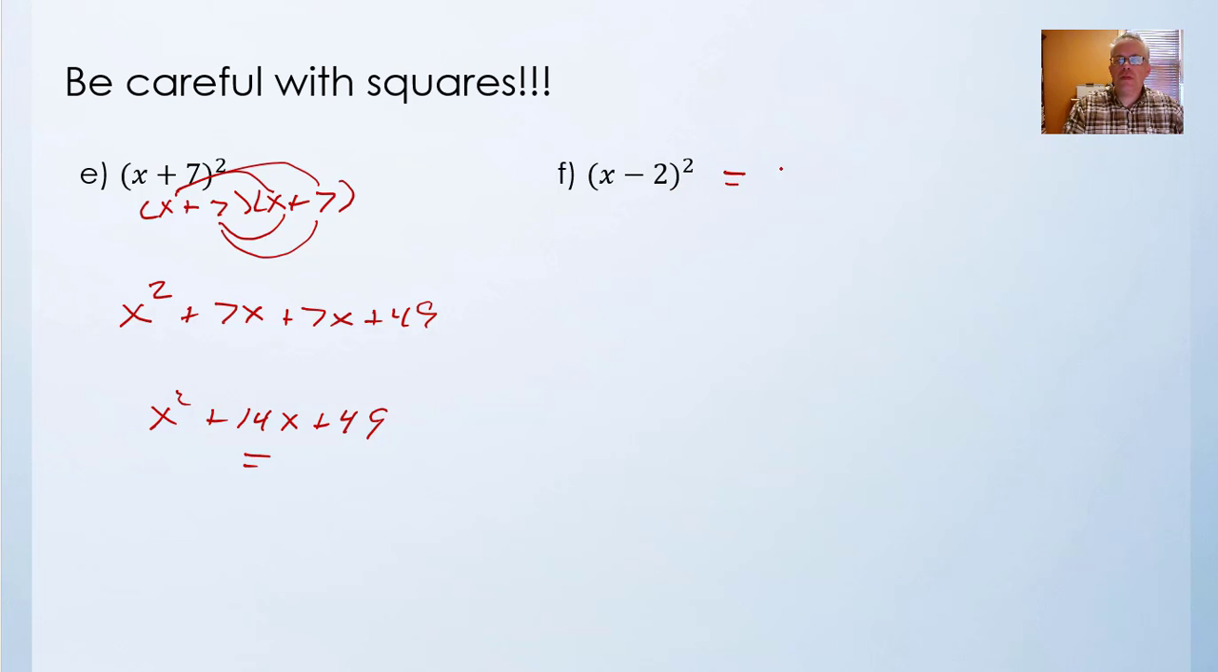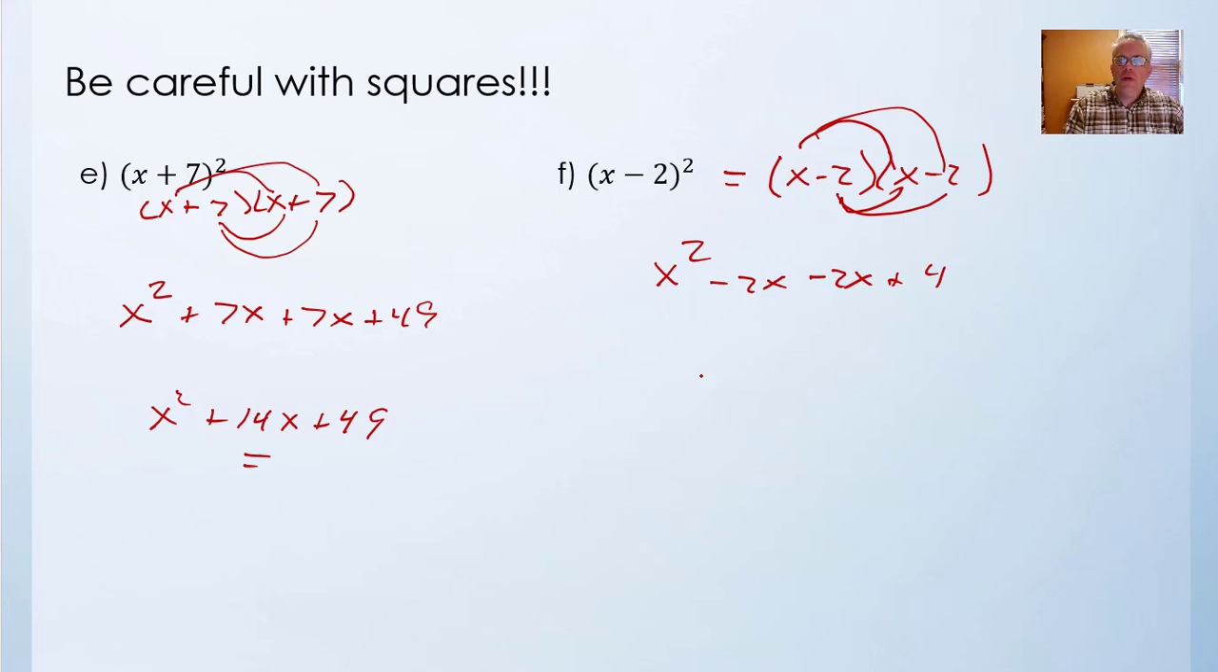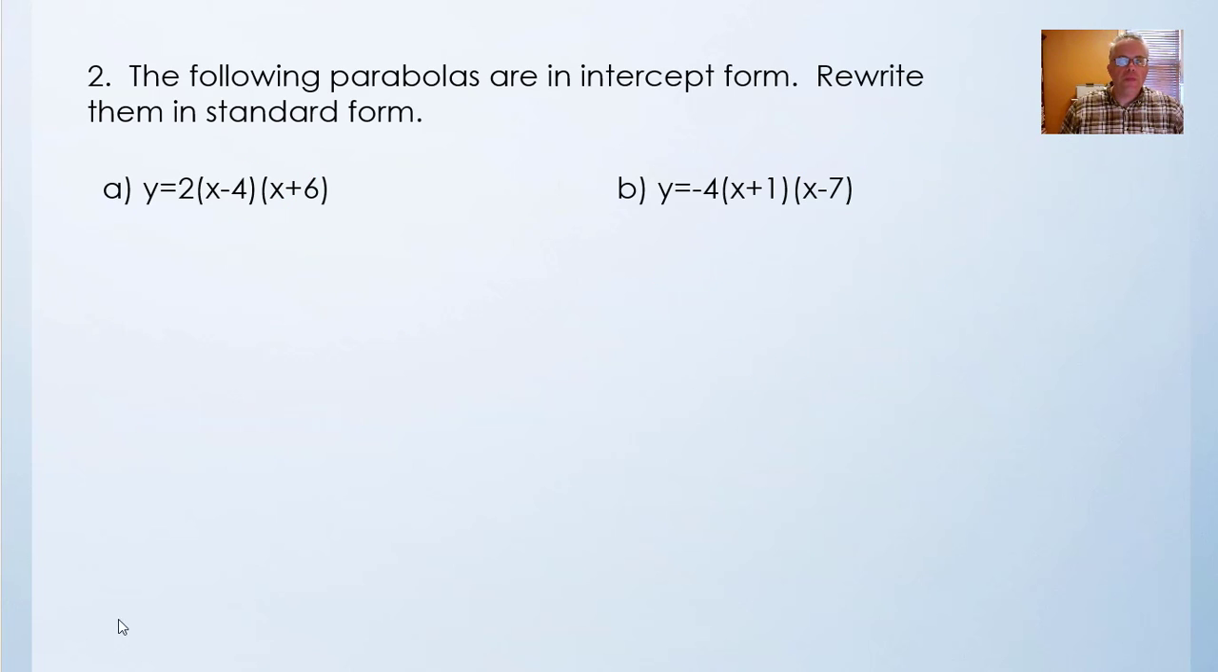All right, this one is going to be similar. X minus 2 times x minus 2. Okay, so x squared minus 2x minus another 2x. Negative 2 times negative 2 is plus 4. We get x squared minus 4x plus 4. Okay, that's the end of the review. We want to use it.